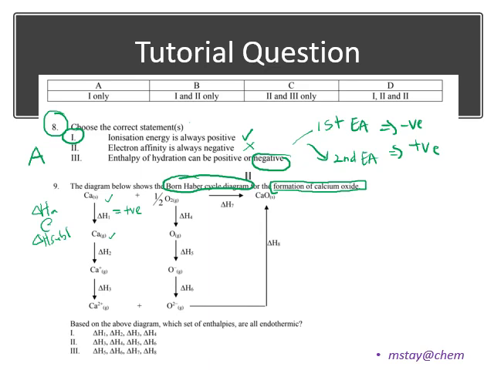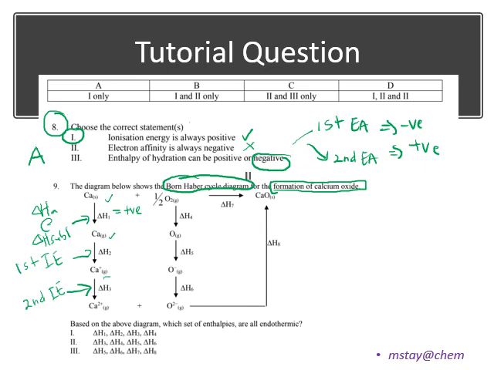Next, delta H2, from the gaseous atom, remove one mole of electron, then become a gaseous ion. So we know this is the IE, the first IE. Then Ca plus removes another electron and becomes Ca2 plus. So delta H3 is the second IE.